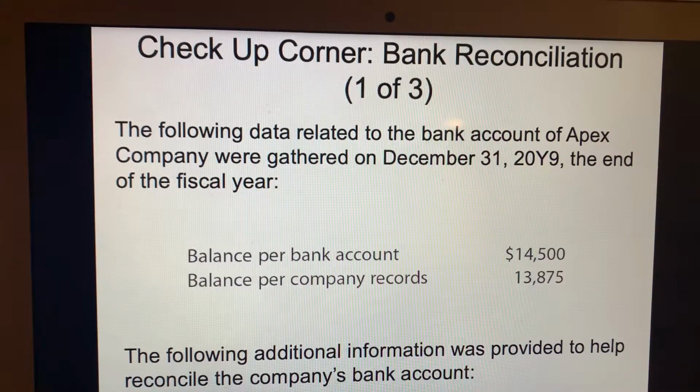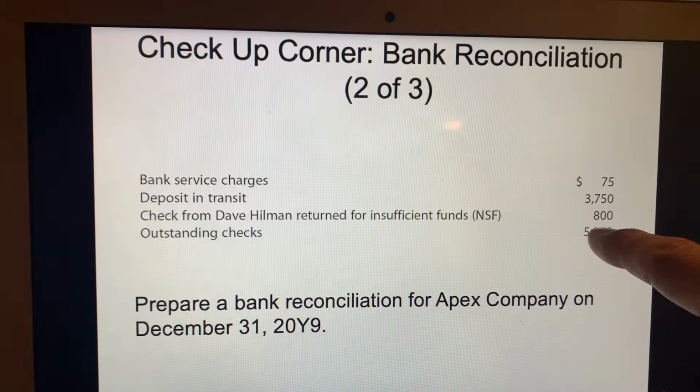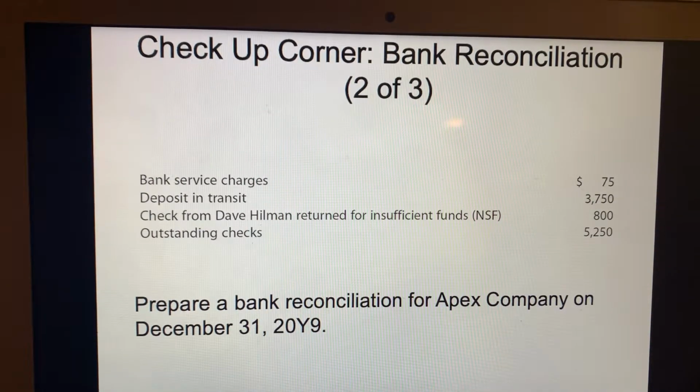So here's another example. Balance per bank account, $14,500. Balance per company's record, $13,875. So we'll have to go through and see what we're going to have to reconcile those two. Bank service charge, $75. Deposit in transit, $37.50. Checks from Dave NSF for $800. Outstanding checks. So once you see $800, you know there's going to be some service charges attached to that.